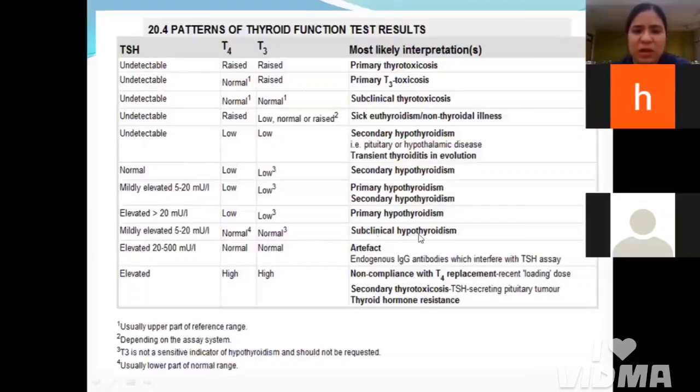The query which you were asking was normal T3 and T4 with elevated TSH, which is present as subclinical hypothyroidism. Clinically it will not present. Clinical features will not show, because there are normal values of T3 and T4, so that will exhibit normal function. Yes ma'am, so hypothyroidism will be there.